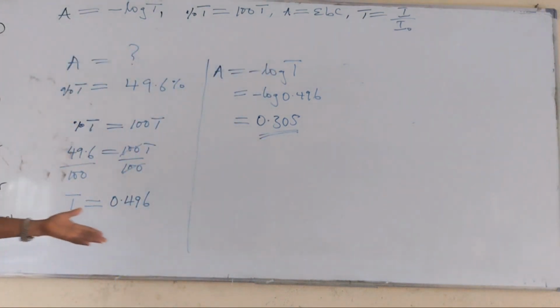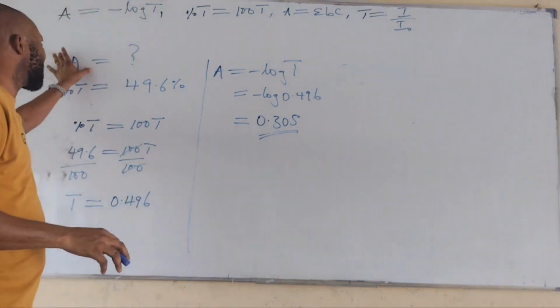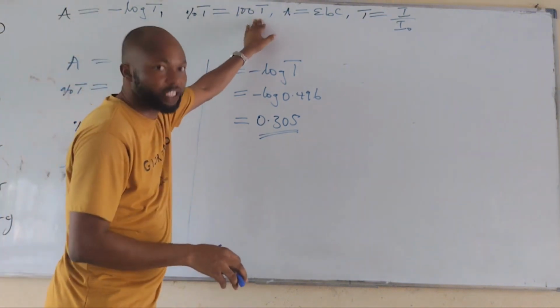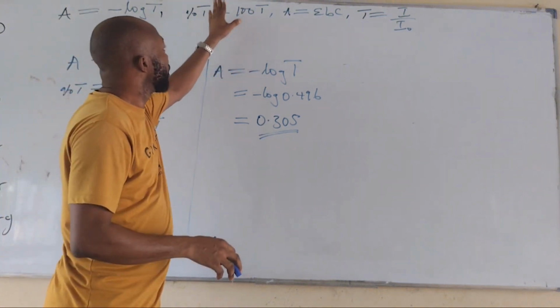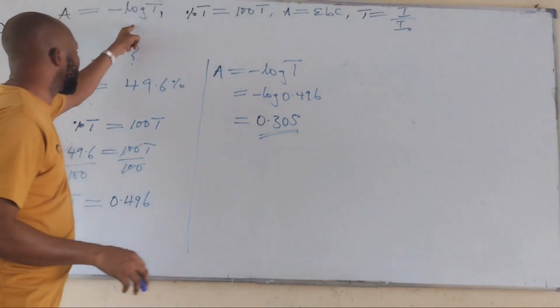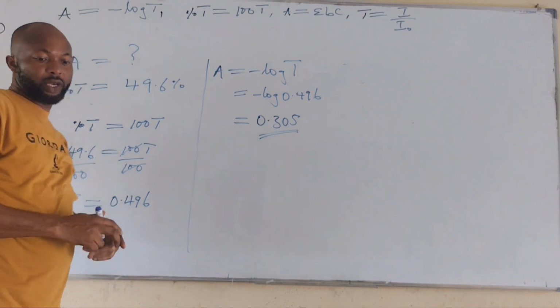So the question wasn't a direct question. They gave us the percentage transmittance and asked for absorbance. So we have to convert, since we know that percentage transmittance is equal to 100 times transmittance. We convert it to get our T. Then we bring it down here, which is minus log T, and that will give us our absorbance. And that is how we proceed.